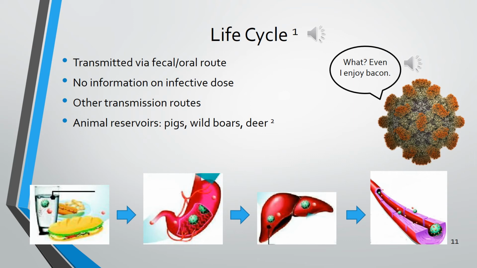First, contaminated food or water is consumed. Then the virus multiplies in liver cells, enters the bloodstream, and travels to the digestive tract.